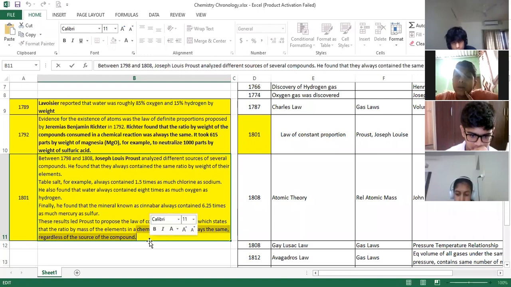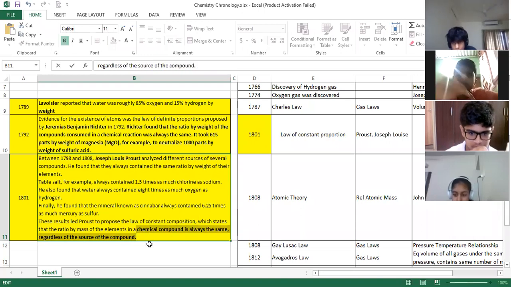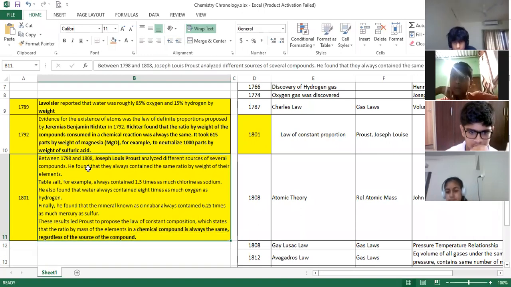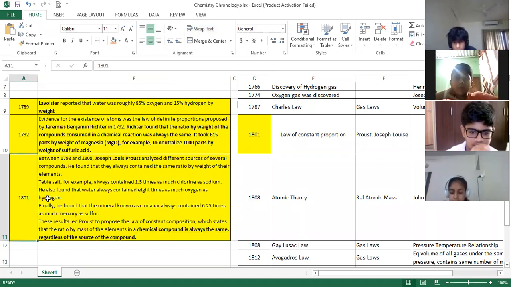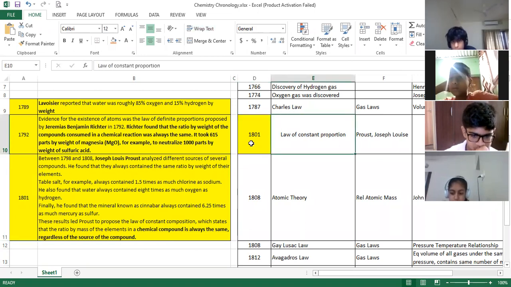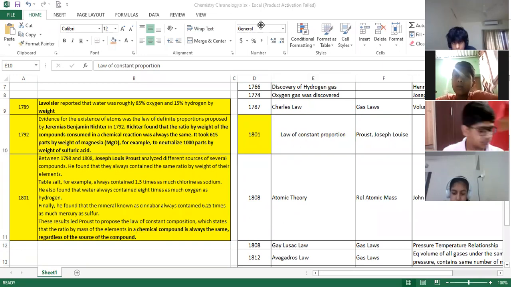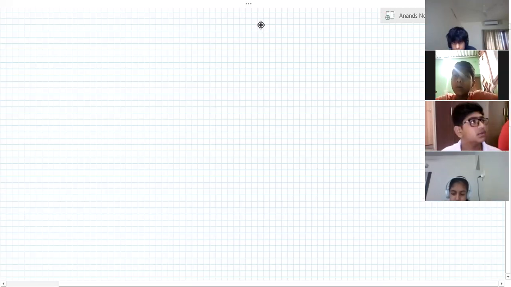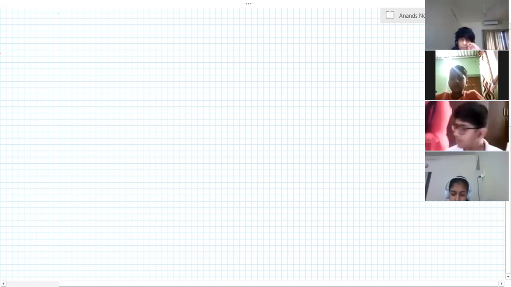So we will just discuss it in a bit. But basically, this Joseph Louis Proust, in 1801, did all these studies, and then he gave this law called the law of constant proportion. So we will go ahead and detail out what this law is. This is my first thing which I want to discuss.